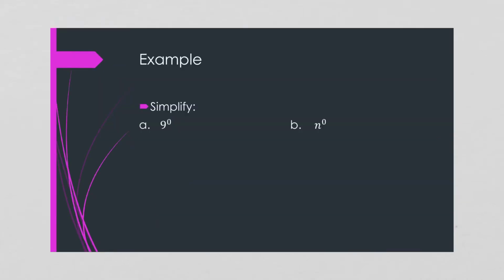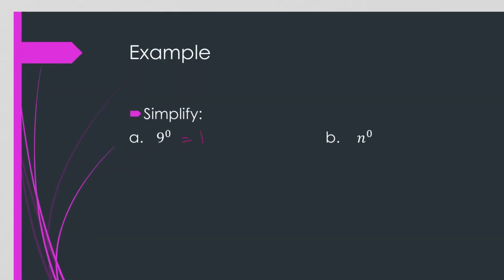Anything to the 0 power is 1, right? Okay, so even 9 to the 0 power, that is 1. N to the 0 power is 1. We don't even have to know what n is. We just know that it's raised to the 0 power. Anything raised to the 0 power is 1.